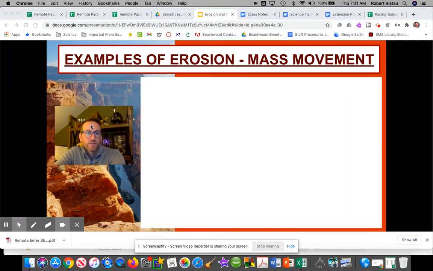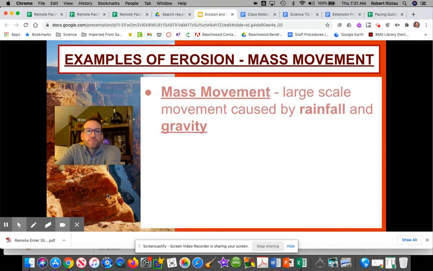Let me move myself over to the Grand Canyon. All right. Mass movement. Mass movement. So mass movement is large scale movement, and there are two factors that affect it: rainfall and gravity.